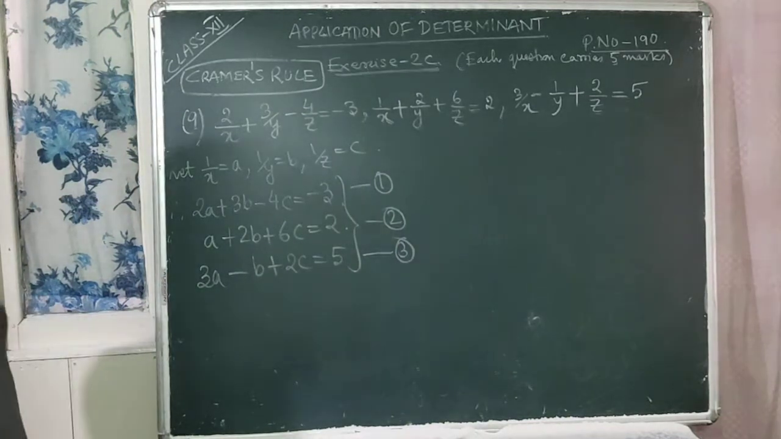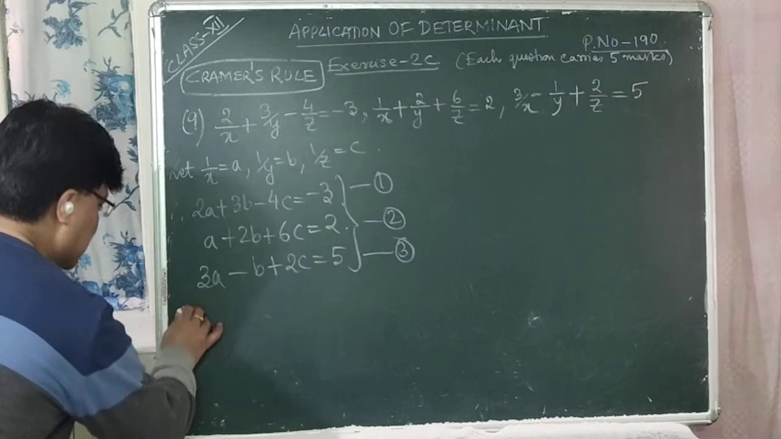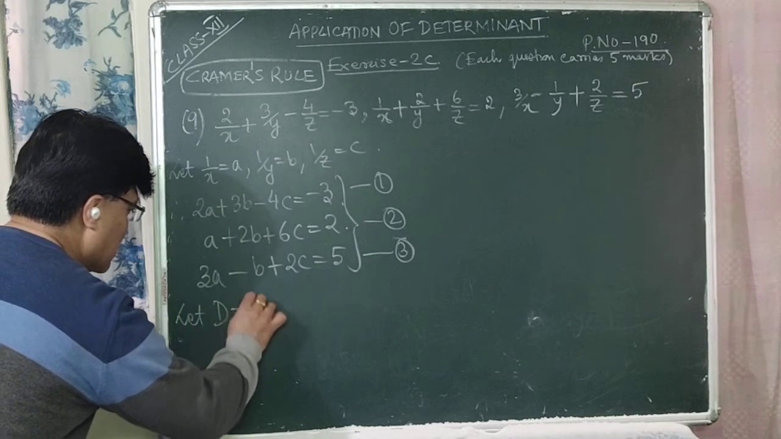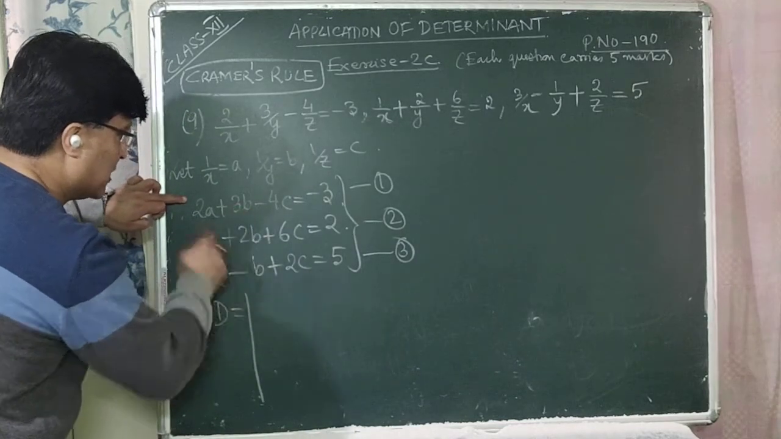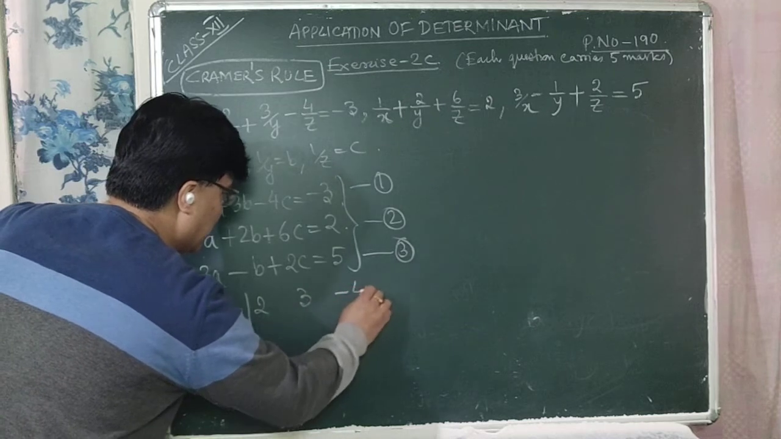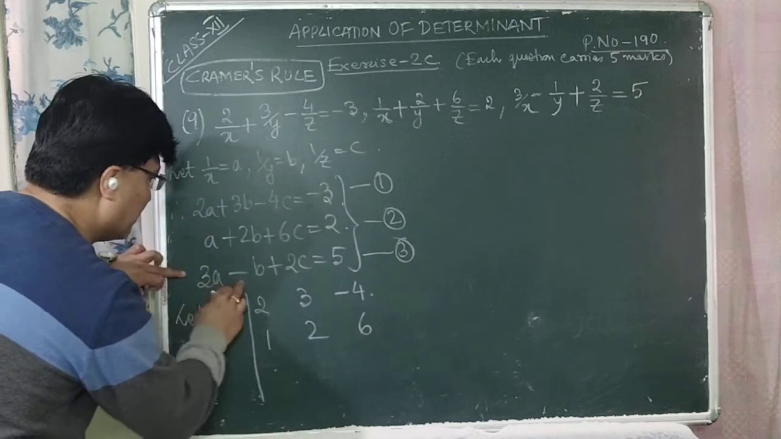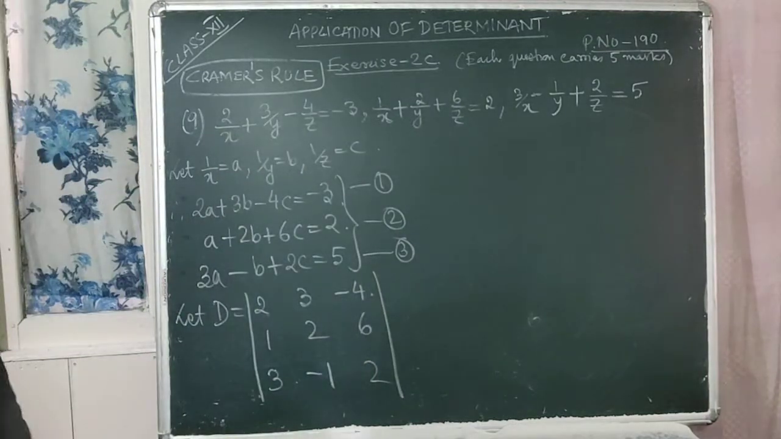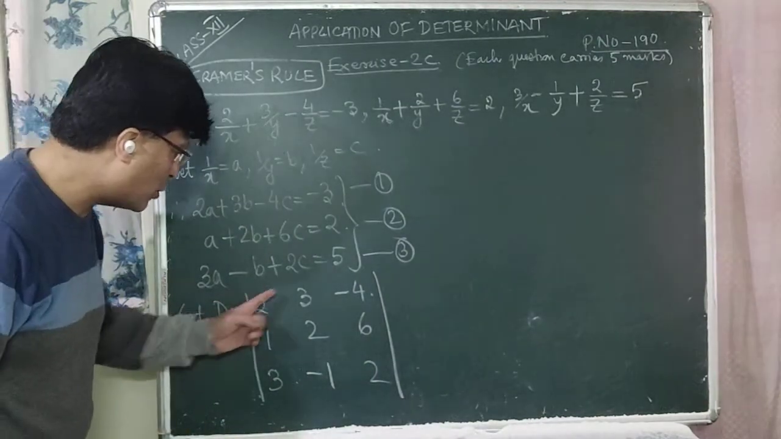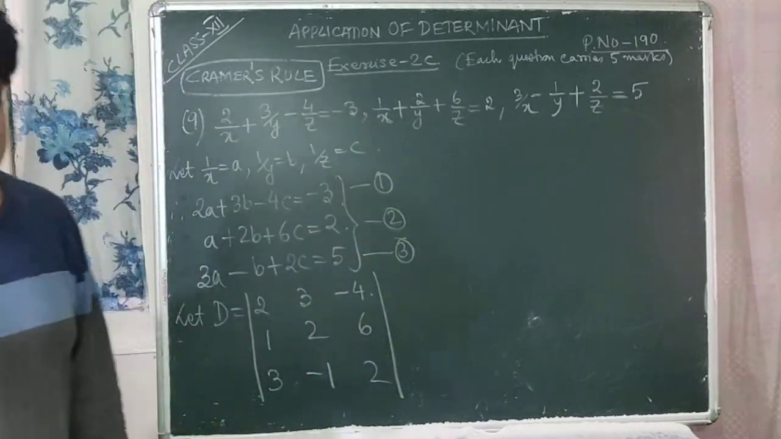So let us use Cramer's rule to get the values of a, b and c that we have assumed just now. Let D be the determinant. D is equal to the coefficients of a, b and c: 2, 3, minus 4; next 1, 2, 6; next 3, minus 1, 2. These are the coefficients of a, b and c from equations 1, 2 and 3.